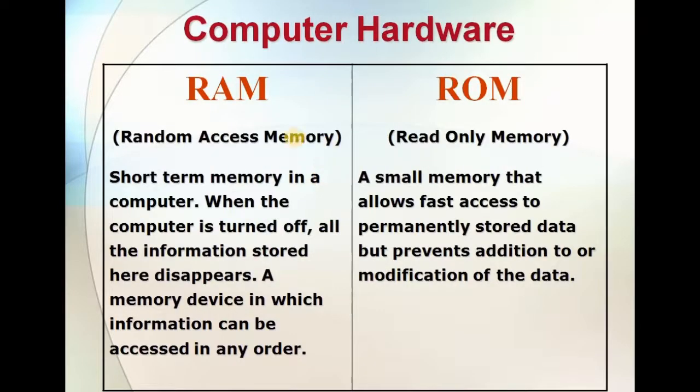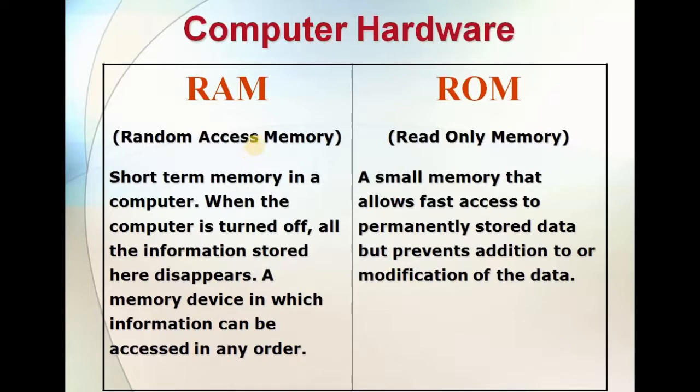Now let us quickly understand these two terms in a simple way, that is RAM and ROM. The full form of RAM is random access memory and ROM is read only memory. Basically, this RAM we call the volatile memory, or we can also call it the short time memory and the temporary memory.